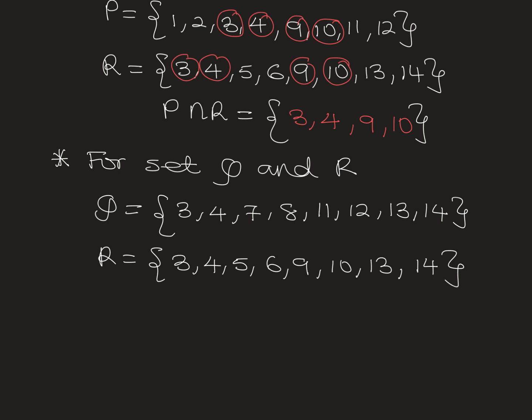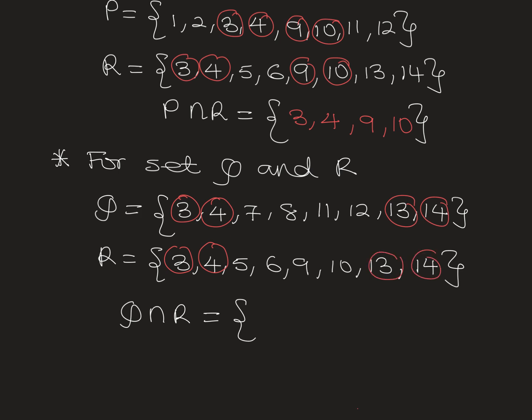So Q intersection R can be identified as we have 3, we have 4, and what? We have 13 and 14. So Q intersection R is 3, 4, 13, and 14.